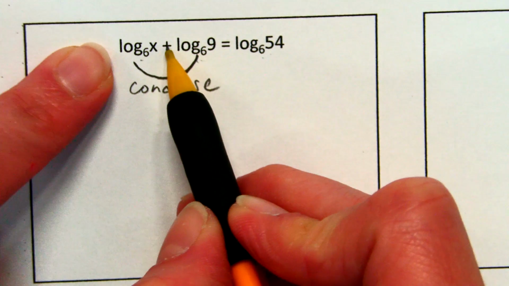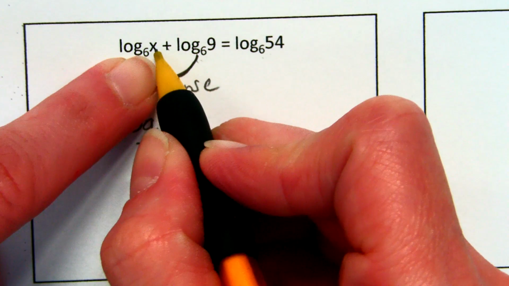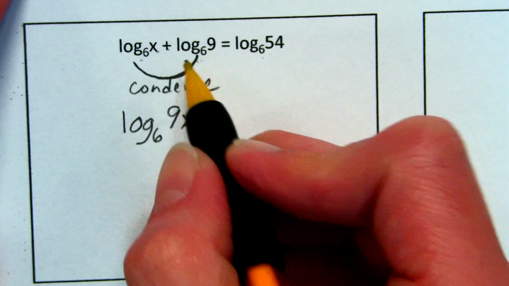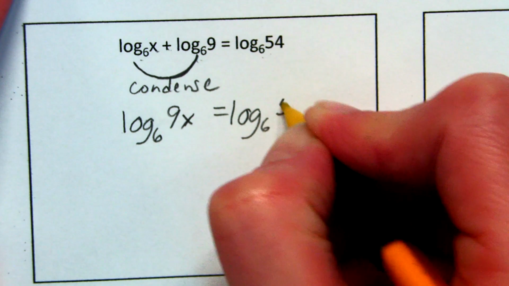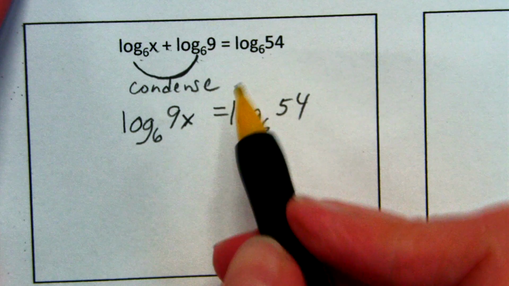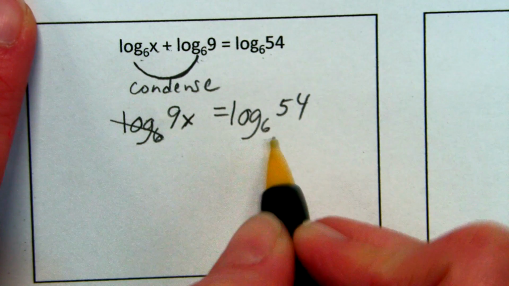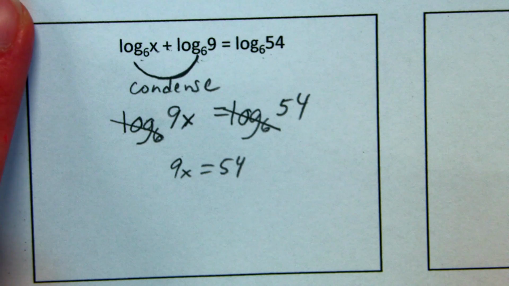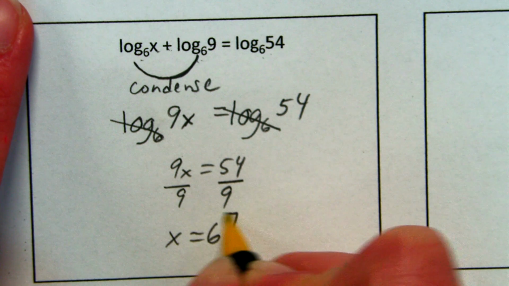So if I have this plus sign here, I can write these as one big log base 6 of x times 9, which I like to flip around and just make 9x. And that was just one of the rules that we studied before on how to do that to make it into one log, the condensing situation. And now I just have log base 6 on both sides. I can cross that out. I have 9x equals 54. So one-step equation now. Divide by 9. We just get x equals 6.